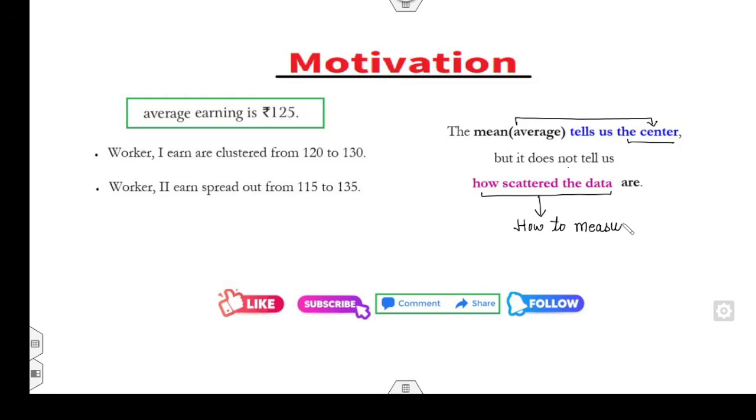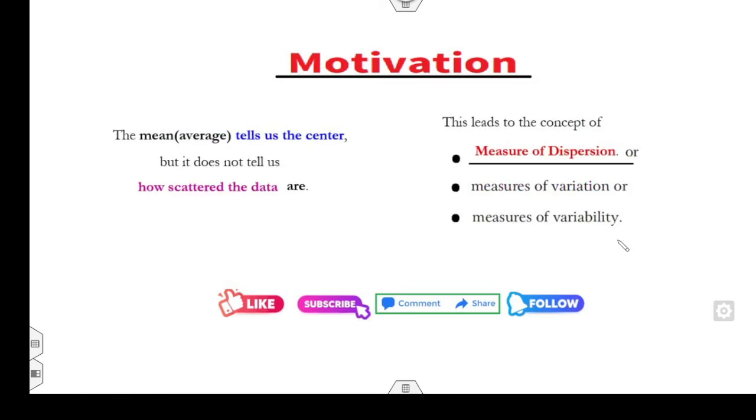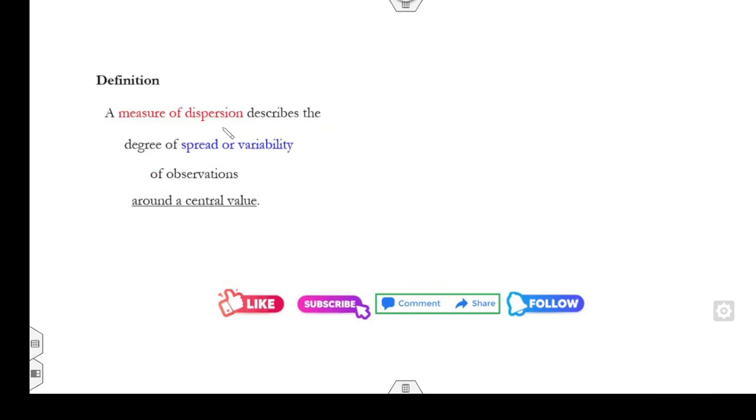For measuring such scatter, we need the concept of measure of dispersion. The measure of dispersion is also known as the measure of variation, or the measure of variability. So the measure of dispersion is basically used to describe the degree of spread or variability around the central value. The central value is either the mean, the median, or the mode, depending upon the central tendency you have chosen.